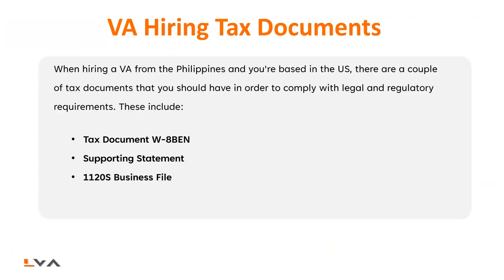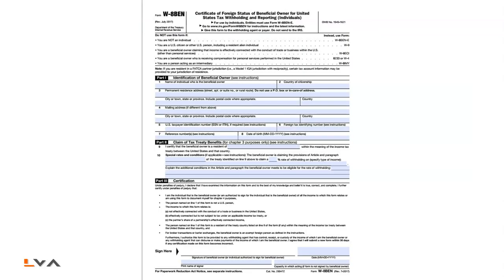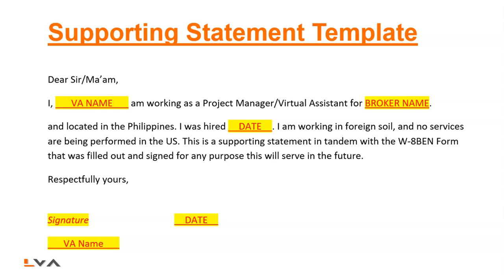Okay. So tax documents. We have 3 different tax documents we're going to be using with the people from the Philippines. These will include the W-8BEN that you'll be handing over to your tax accountant, a supporting statement, and then an 1120S business file. This is what the W-8BEN looks like. And we will have them fill that out before they are starting their job with you. We then also are going to have them put together a supporting statement. This is what that template looks like.